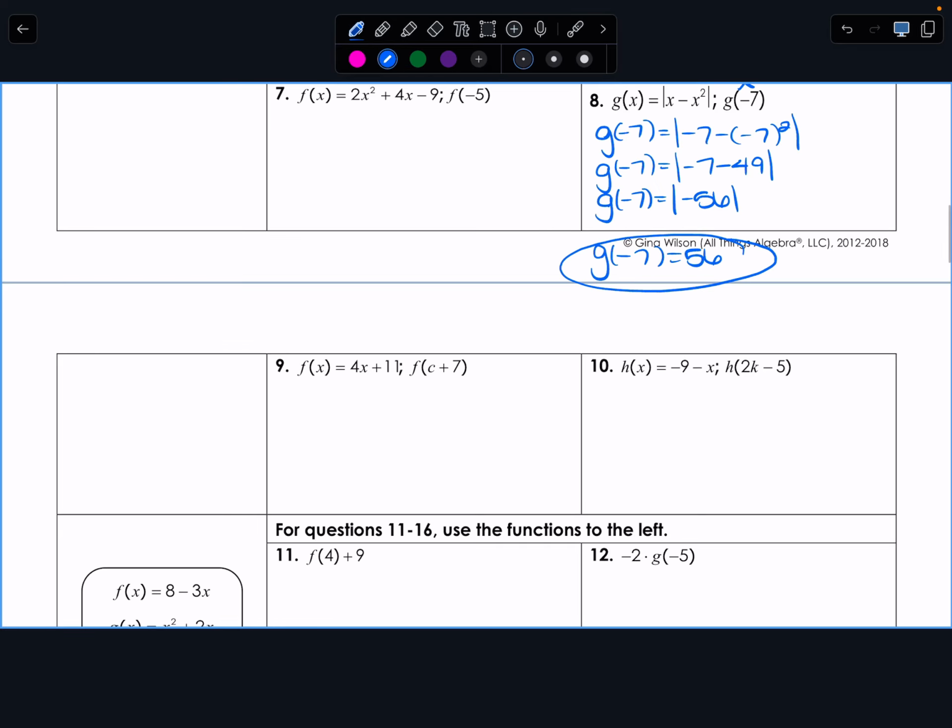All right. So I want f of c plus 7. So my entire c plus 7 is where my x is. Okay. So f of c plus 7 is 4 times c plus 7 plus 11. So notice, I took that entire c plus 7 that was in that parentheses and I plugged it in for x. Now it requires, unfortunately, more effort for me to solve because I'm going to have to distribute my 4 to both terms.